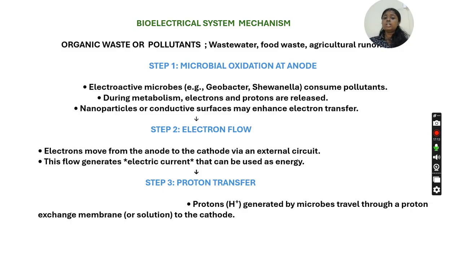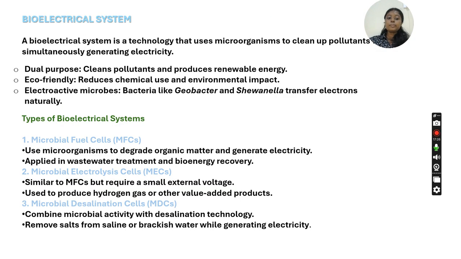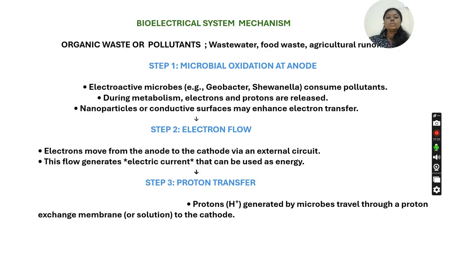In step 2, it is about electron flow. The electrons move from the anode to the cathode through an external circuit, as we said about microbial electrolysis cells. Here the flow generates an electric current that can be used as energy. And the third step is proton transfer.